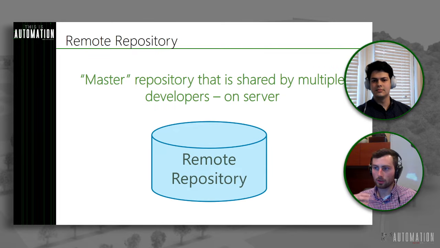So the local is going to have all of your local changes on it, and that master repository is going to have the aggregate of all of the different changes that are being made once they get pushed up to the master or remote repository. And again, this is usually living either in some sort of cloud service or on a server somewhere that can be centrally located and accessed from all of the different local repositories.